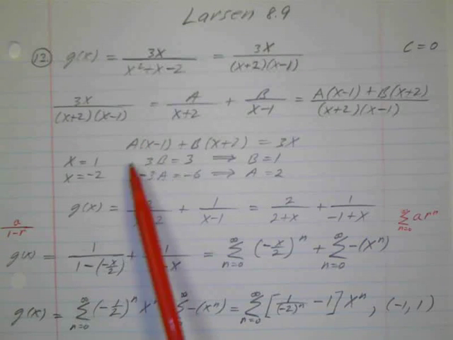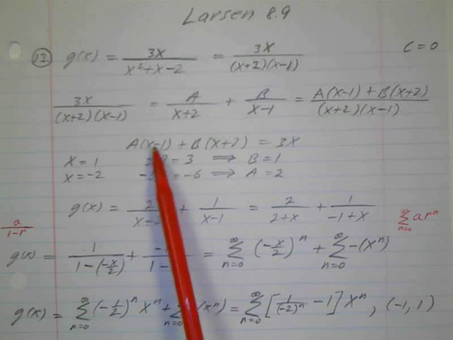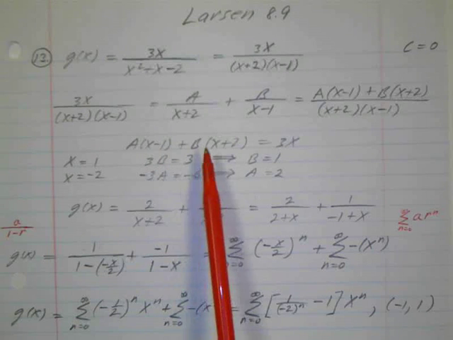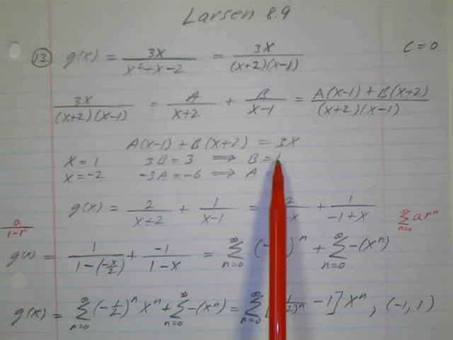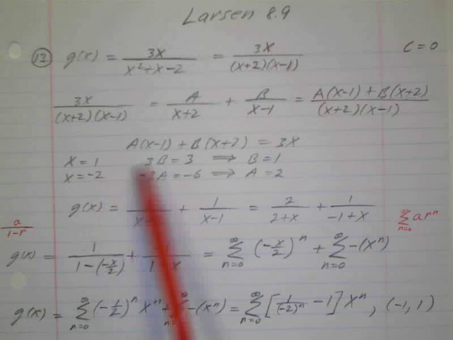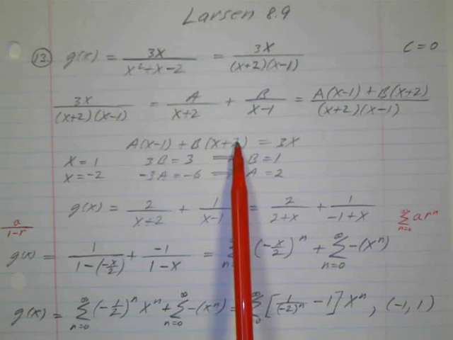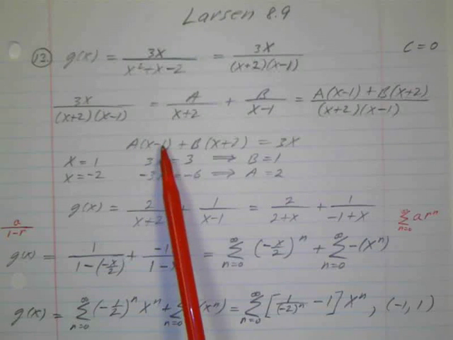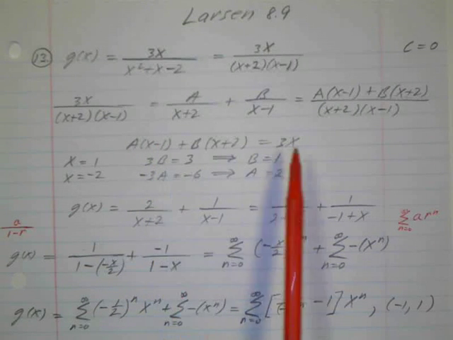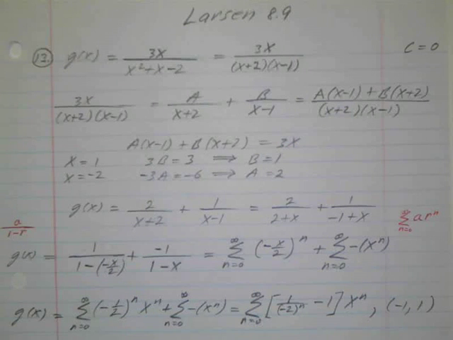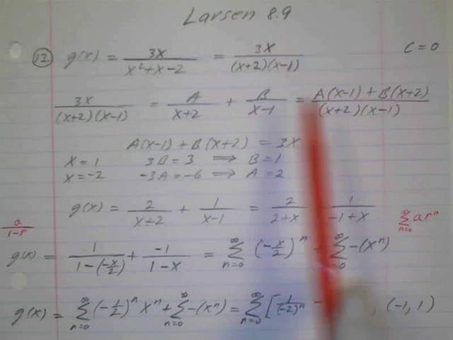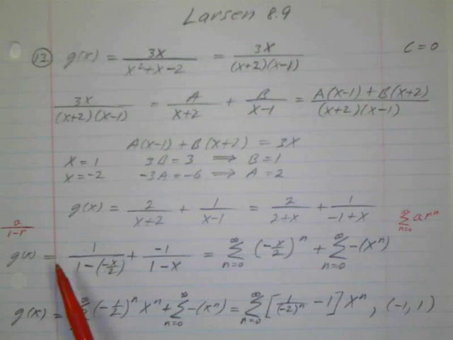So if I pick x to be 1, 1 minus 1 is 0, so the a term vanishes, and I have 1 plus 2 is 3, 3b equals 3, so b equals 1. If I have x equal negative 2, the b term will vanish, and I've got negative 2 minus 1 is negative 3a. And if I put negative 2 in here, 3 times negative 2 is negative 6. So divide by negative 3 and a equals 2, so those are my values of a and b that will yield the same fraction if I added those.